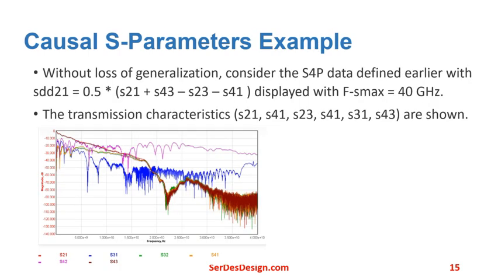Here's a causal S-parameter example. This example discussed here is specific, but the concept applies to any S-parameter file. For this example, consider the S4P data defined earlier with the SDD characteristic that was displayed. The S-parameters have a maximum frequency of 40 gigahertz and are intended for use with a maximum symbol rate of 25 gigabaud. Here's the display of the transmission characteristics for the S21, S41, S43, S31, and S43 characteristics.